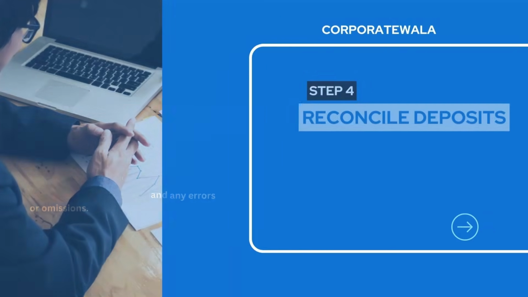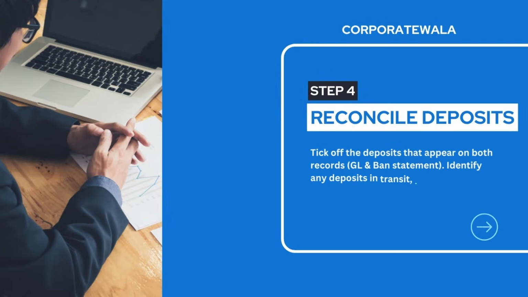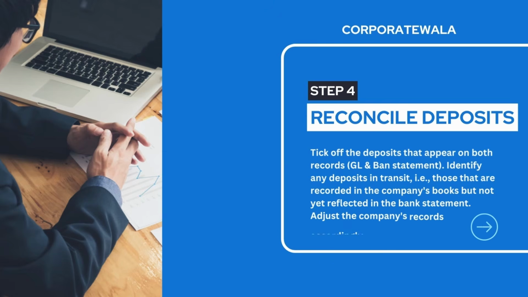The next step in our reconciliation process is going to be reconcile the deposit. So you need to tick off all the deposits that appear on both the journal ledger and the bank statement. You need to identify if there is any deposit in transit, that is those deposits which you have recorded in your books of account but not yet credited in your bank statement. And when you identify any such deposit, you need to adjust your journal ledger by passing journal entries, which we are going to look at in the later stage of the video when we see the practical example.